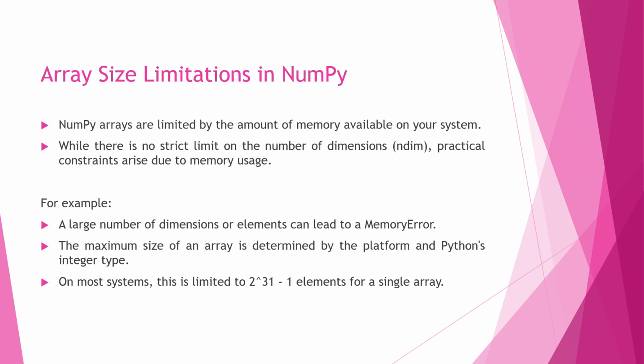The array has size limitations based on the amount of memory available in your computer. So there is no strict limitation on the number of dimensions, but there are practical constraints. The maximum size of an array is determined by the platform and Python's integer type. For example, it can have a maximum of 2 power 31 minus 1 elements for a single array in most systems. And if there is a large number of dimensions or elements, it may cause a memory error.